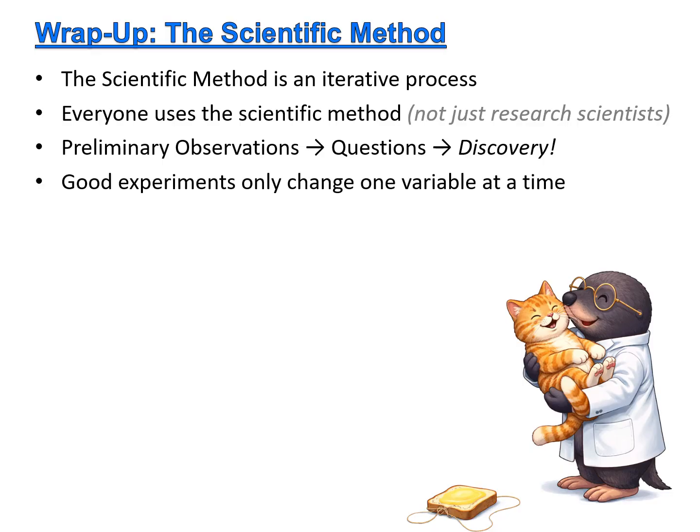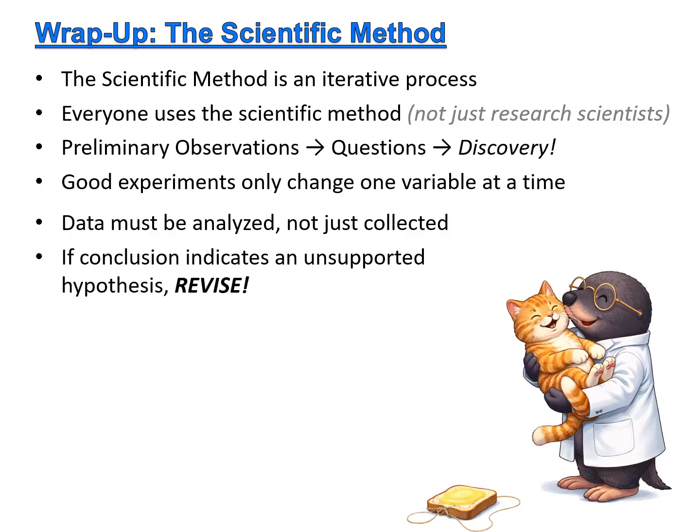Good experiments only change one variable at a time. You don't want to be changing too many things at a time because then if you do get a positive result of some sort, you don't know what it was that you changed that caused that result. Remember, data has to be analyzed. It's not enough to just collect it. You've got to do something with it. And then if your conclusion indicates an unsupported hypothesis, revise your hypothesis, revise your experiment. Do it again. There's always more things to discover. There's never a wrong experiment. It's just you found out what doesn't make it happen.